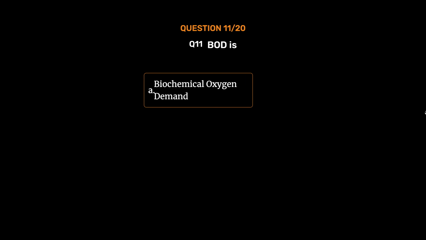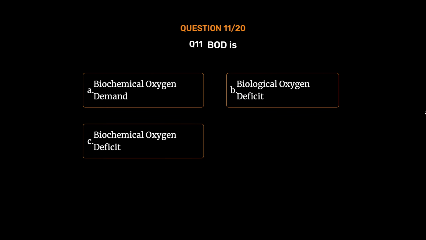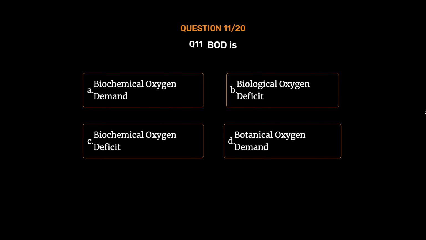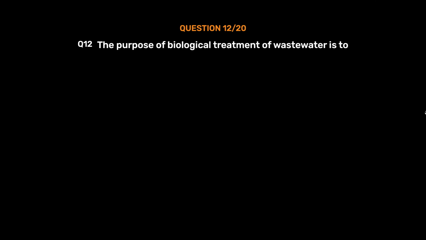Question number 11. BOD is option A, biochemical oxygen demand, option B, biological oxygen deficit, option C, biochemical oxygen deficit, option D, botanical oxygen demand. The correct answer is option A, biochemical oxygen demand. Biochemical oxygen demand (BOD) measures the amount of organic matter in water by measuring the rate of oxygen uptake, i.e. oxygen consumption, by microbes.